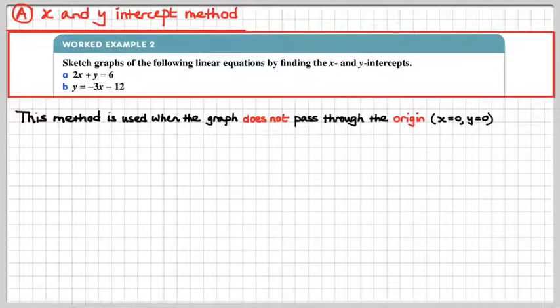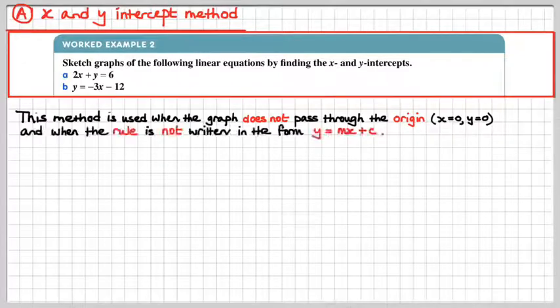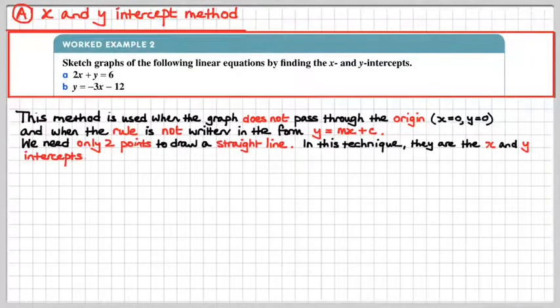This method is used when the graph does not pass through the origin, which is where x is 0 and y is 0, that's where the axes cross. And usually when the rule is not written in this form. You can do it when it's written in this form, but when it's written in this form, it's more convenient to do it another way. Okay, so let's continue. We need only 2 points to draw a straight line. In this technique, they are the x and the y intercepts.